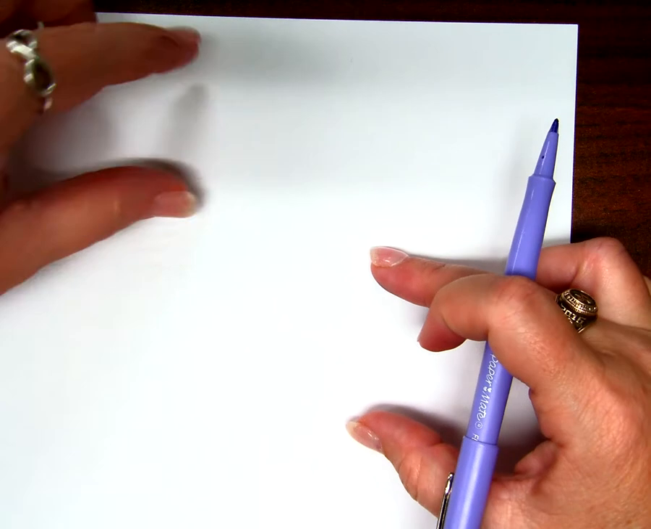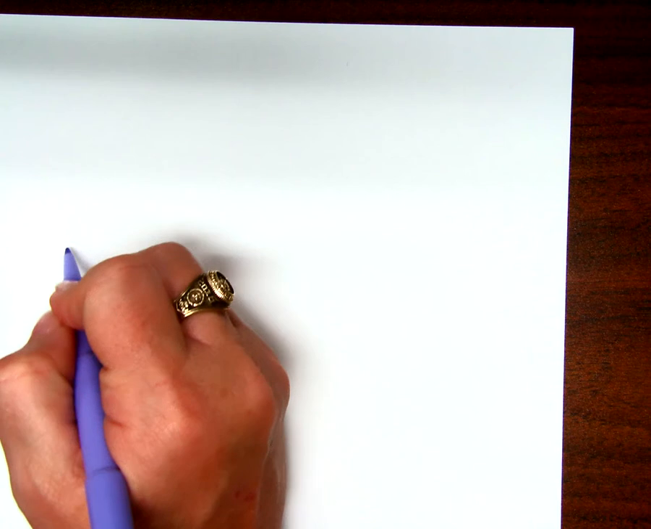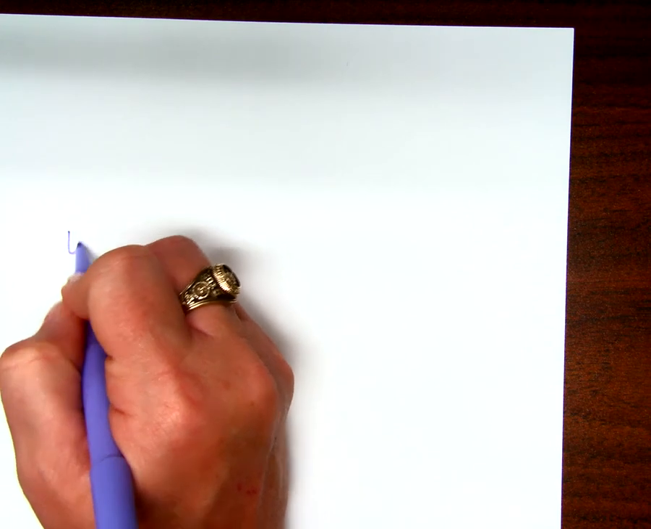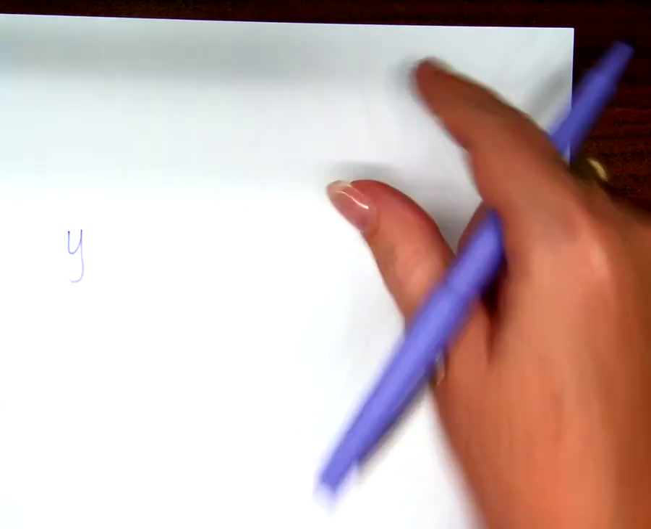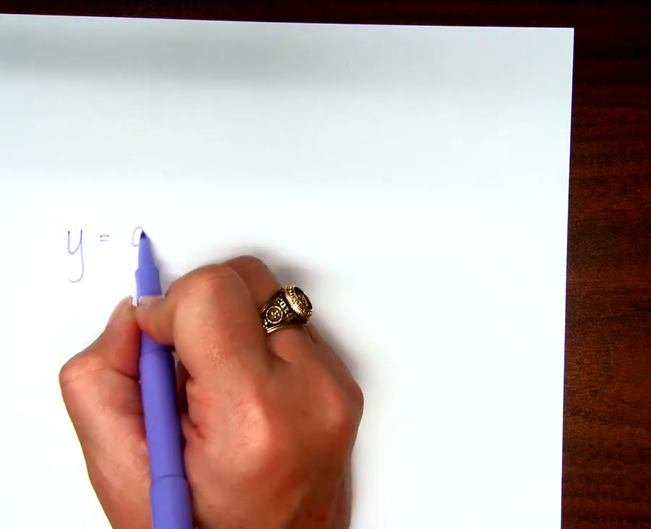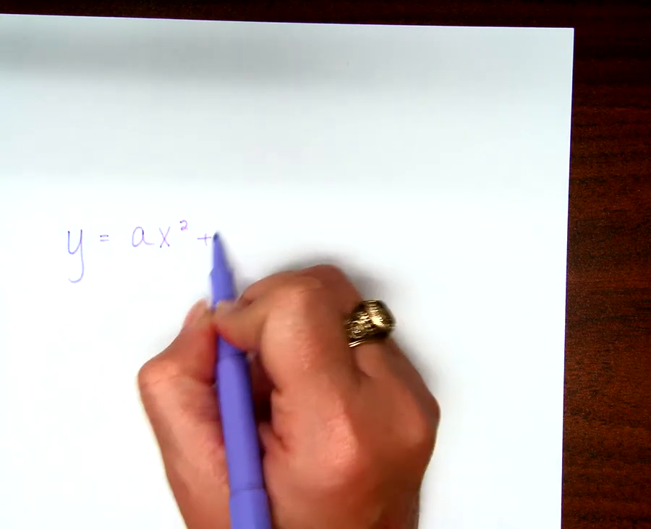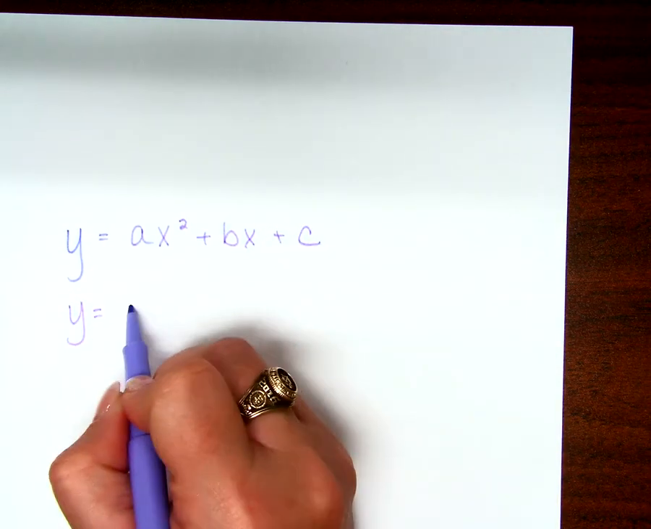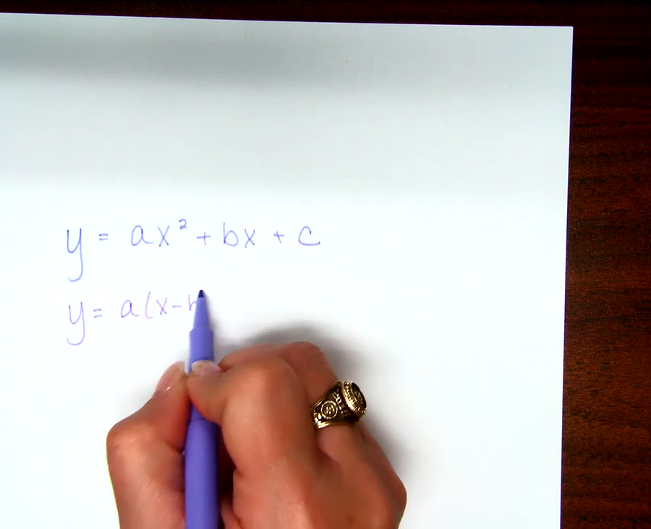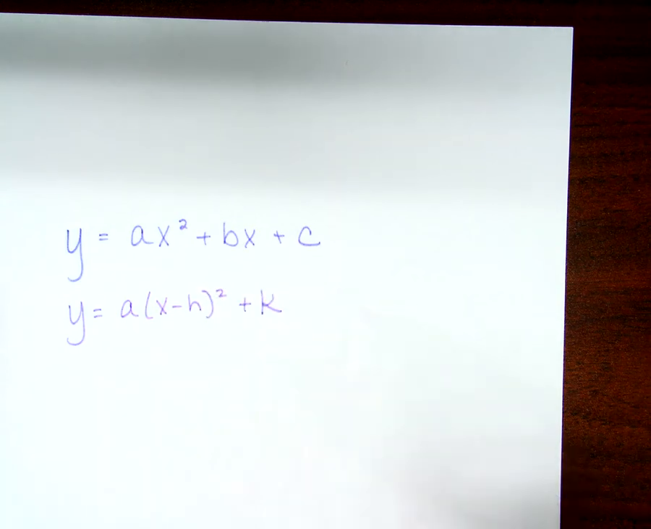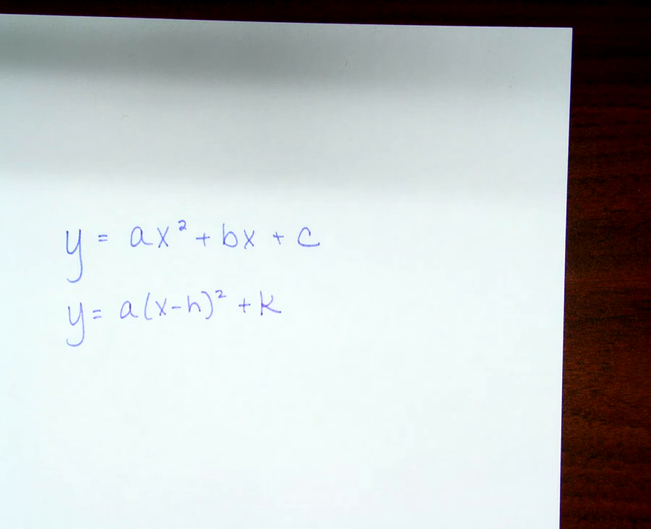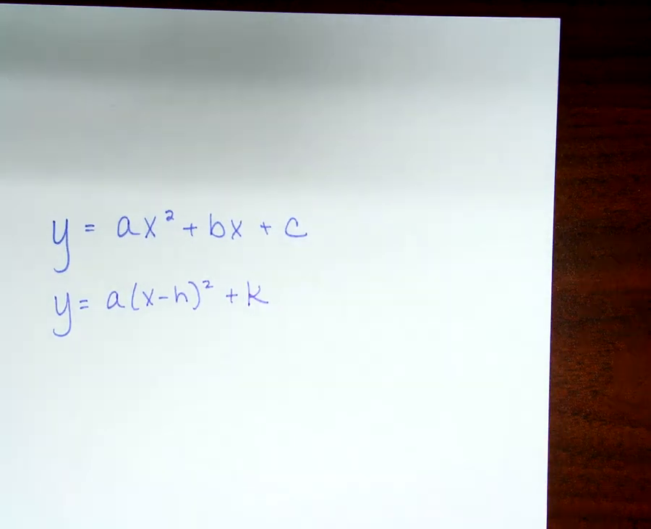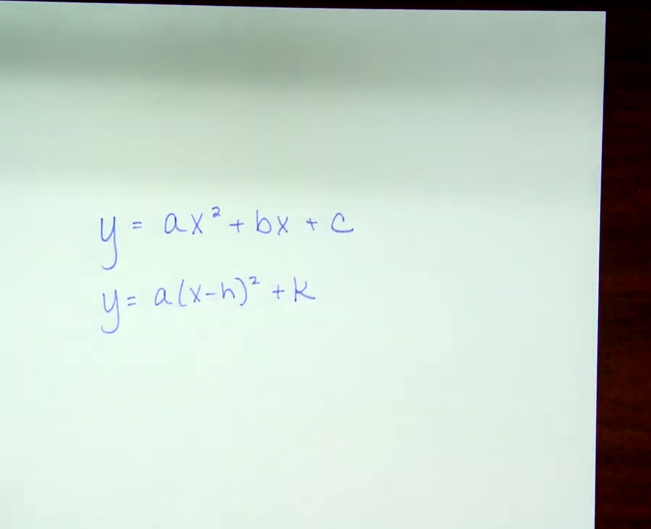I'm going to write something right here in the middle of the page, and I'm going to be writing notes above it and below it, just so you know. So if you're copying what I'm writing, just know that I need to leave some space up here for me to write some more stuff. These are two forms that we will be working with when we're talking about quadratics.